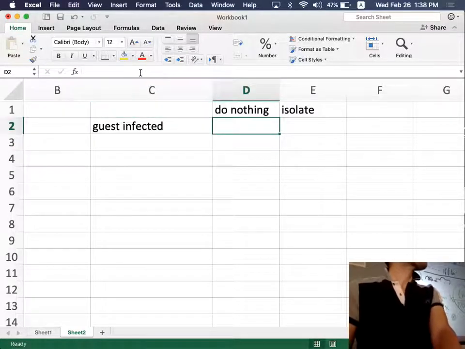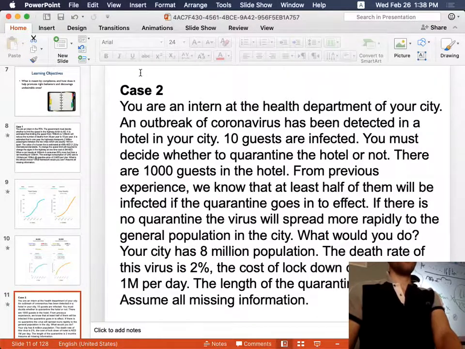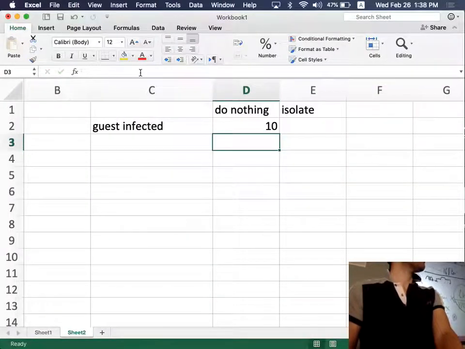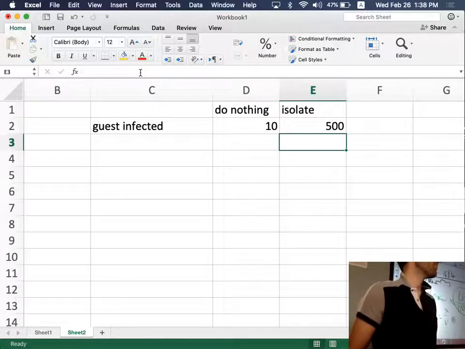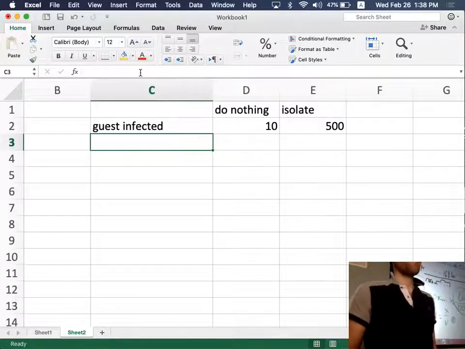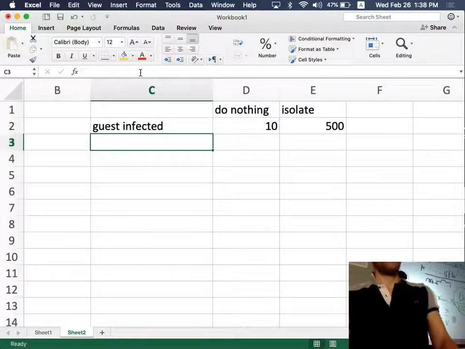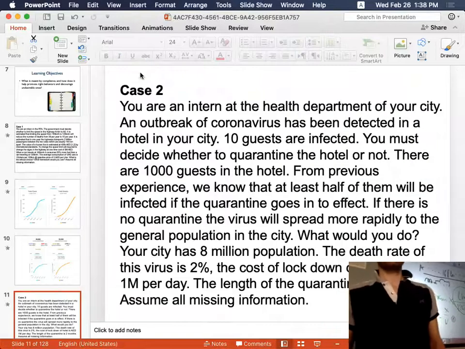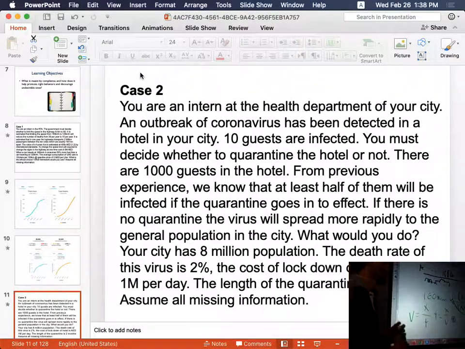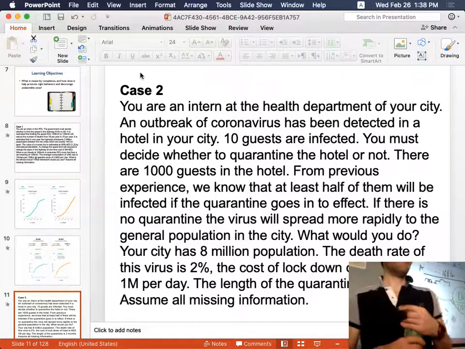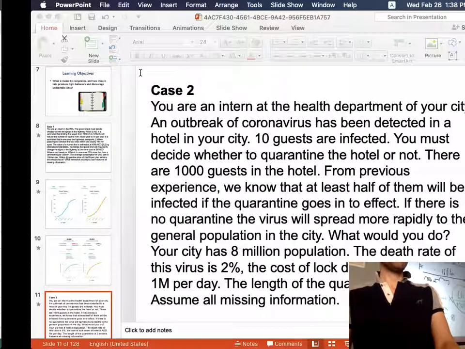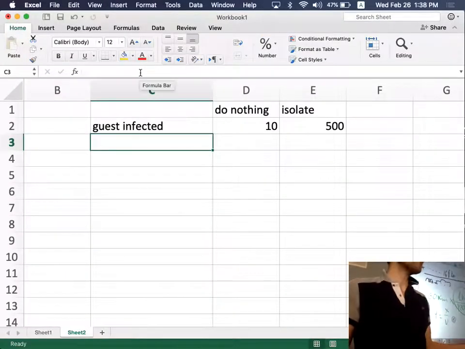If we do nothing, what happens? There might be more infection. If we do nothing, there's 10 guests infected. If we isolate them, there's going to be 500. Is that correct? But if we do nothing, the outbreak may go outside, and the whole city, which is 8 billion, was it? 8 billion population might get sick. That's very good. So we should do stakeholder analysis first.